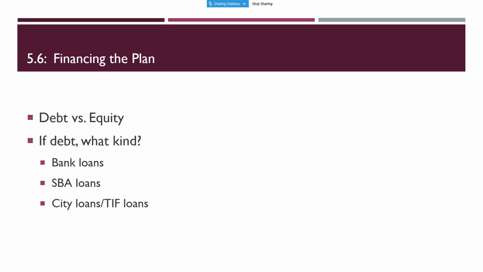So skipped 5.5, in favor of talking about financing the plan. And this is where we get into the question of debt versus equity. Do we want to go with debt financing, equity, or both? If debt is taken on, what kind of debt? If equity is taken on, what kind of equity?